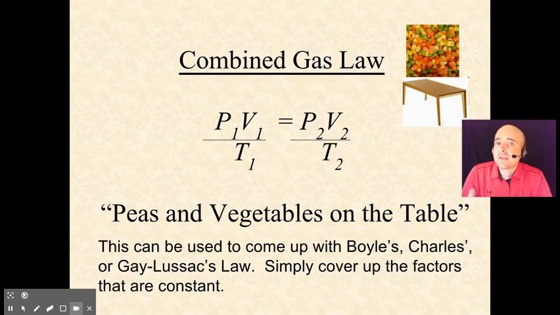We can put them all together using the combined gas law, which is just PV over T, or peas and vegetables on the table, with Boyle's law, Charles' law, and Gay-Lussac's law all mixed together.